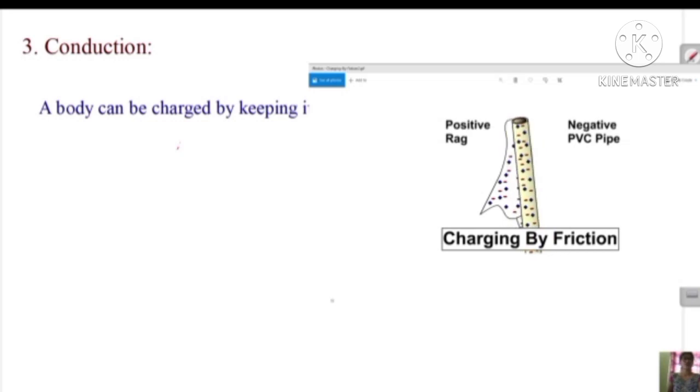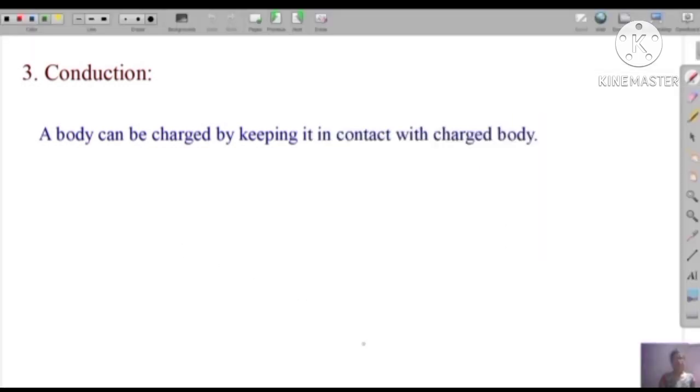So the next method of charging is the conduction method. What do you mean by conduction, or method of charging by conduction? So let us know what that is. A body can be charged by keeping it in contact with a charged body. To make you understand conduction properly, I'll take an example of a water beaker. Let me consider this is a water beaker.